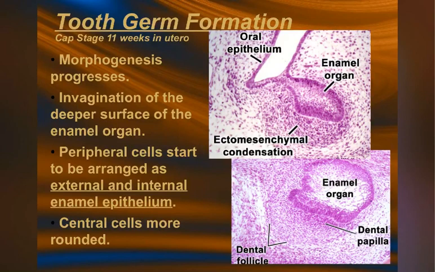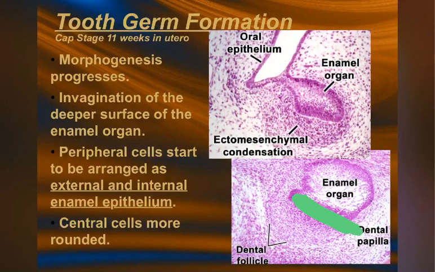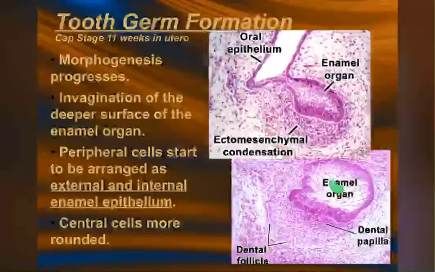Morphogenesis progresses, invagination of the deeper surface of the enamel organ. Peripheral cells start to be arranged as external and internal enamel epithelia, central cells more rounded. Now at this stage, starting from the early cap stage, we can identify 3 types of cells within the enamel organ. We see this type of cells. This is one type in this area here. The other type is here. The other type in the center.